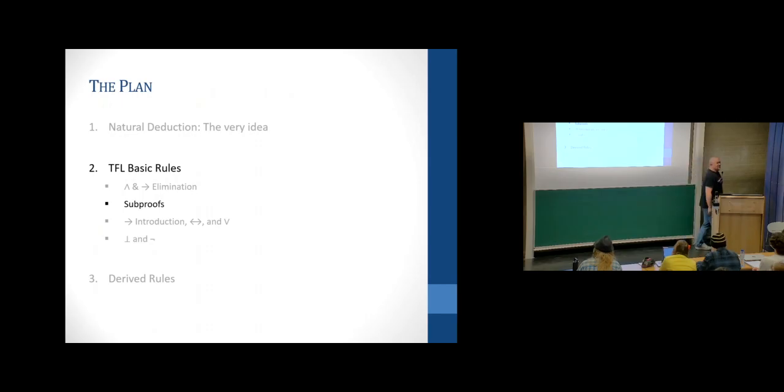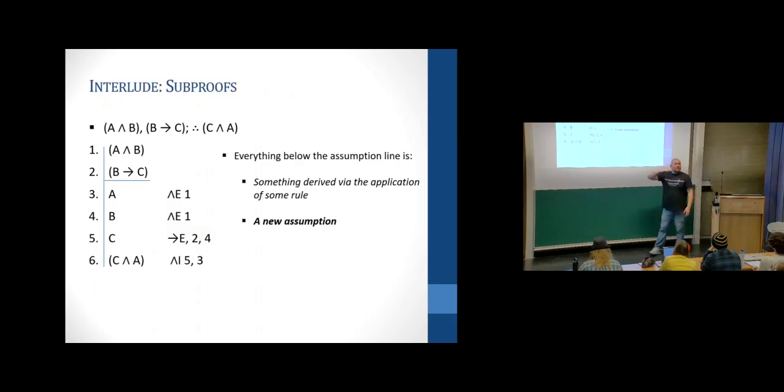Okay. Everything we've done so far relies on this idea of just using stuff that's on the proof line. Just taking what we started with and manipulating it on one line. But a lot of stuff that we're going to want to do requires a little bit more work. So here's where the first bit of fun comes in. Remember I said everything below the assumption line is either going to be derived via a rule or a new assumption.